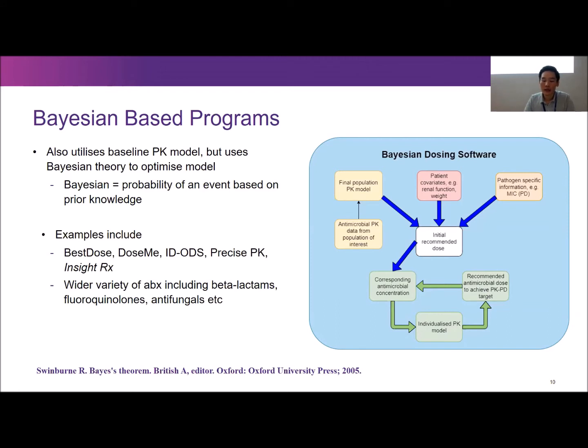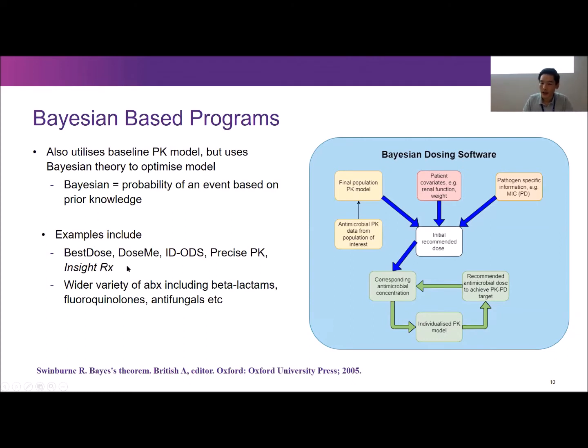Now, examples of dosing programs that utilize Bayesian software include things like Best Dose, DoseMe, IDODS, Precise PK, and InsightRx. I've placed InsightRx in italics just because there's something a bit special about it that we'll talk about in the next few slides.